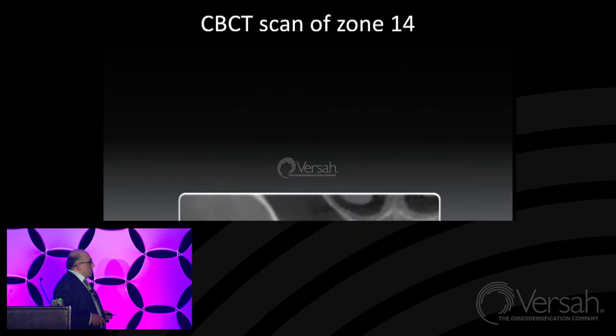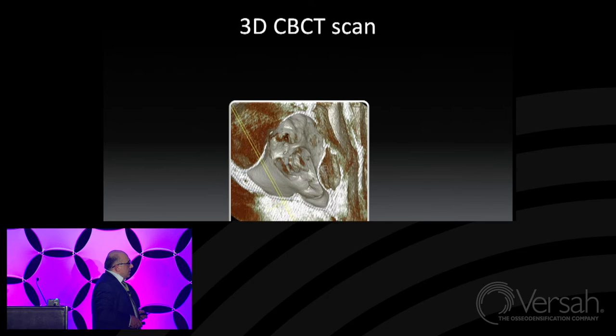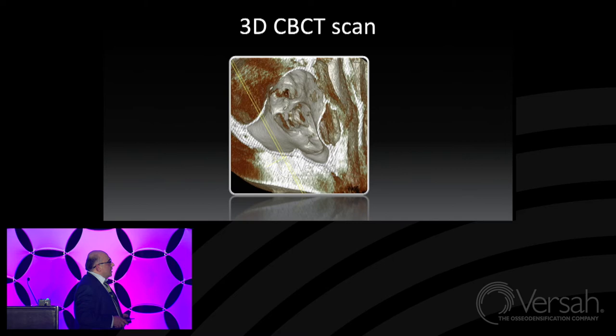And scan of the zone of the first premolar, where we place the bone, make the contour augmentation. Look at this. This is the new volume of the bone and new cortical plate around the augmented zone. This is the CBCT scan from the zone of the cavity. We see how uneven bone we have here. This is what we got 6 months later.